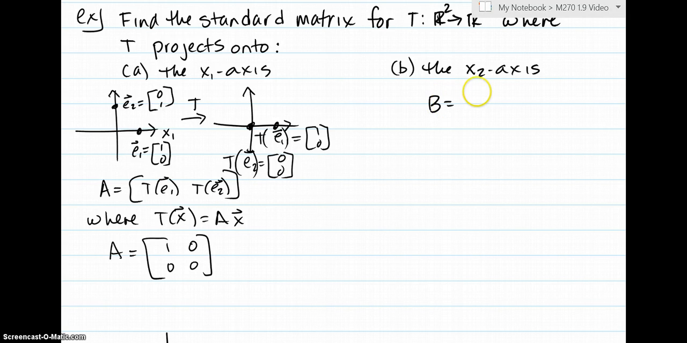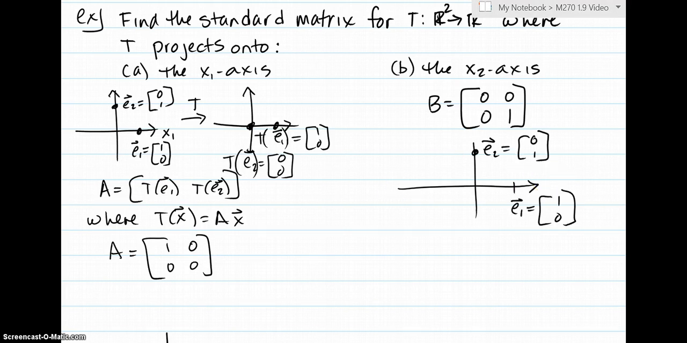Let's call it B. It's going to be [0, 0; 0, 1]. Yes, that makes sense, because if I do the shortcut way, you can do it right on the same axis. We want to project everything to the x2 axis. This one's already on the x2 axis, so that's just going to stay the same.